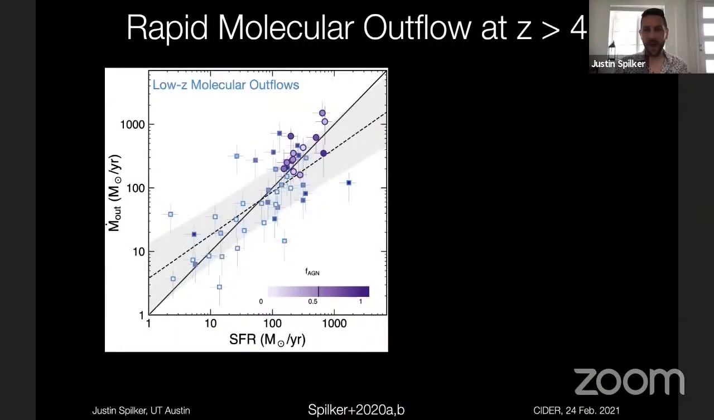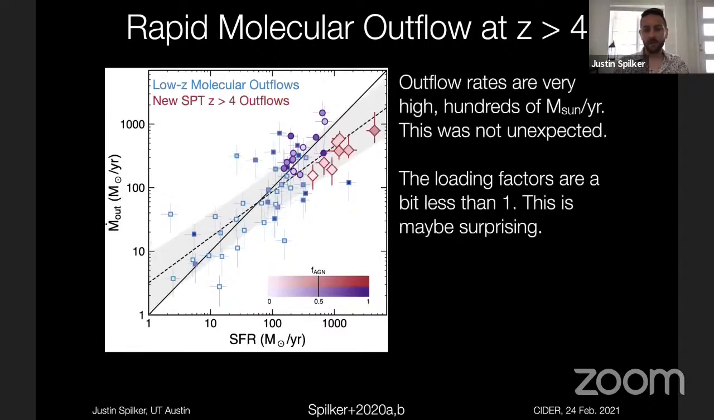So people always ask me about the outflow rates. Here I've just assembled the biggest sample that I could find of outflow rates in the low redshift universe. These circles are all objects that were also observed in OH, and the squares are objects that were observed in CO. If I throw our redshift 4 sample on here, we found that basically they have very high outflow rates.